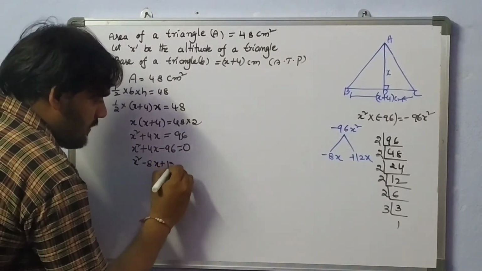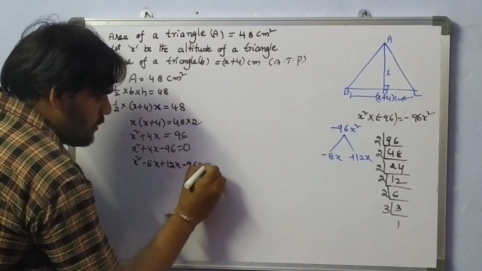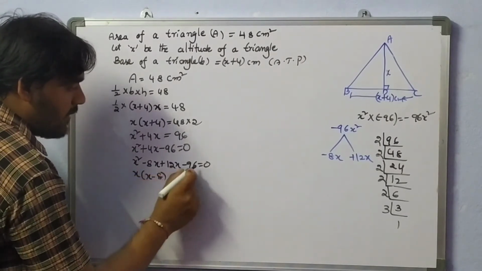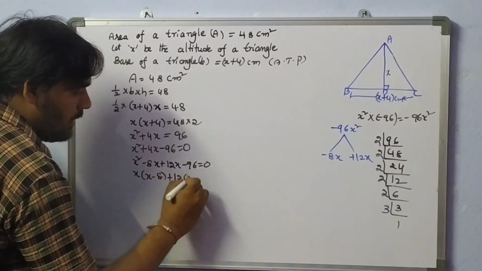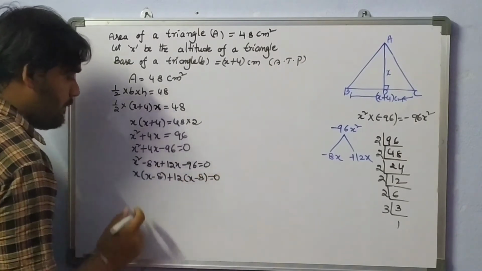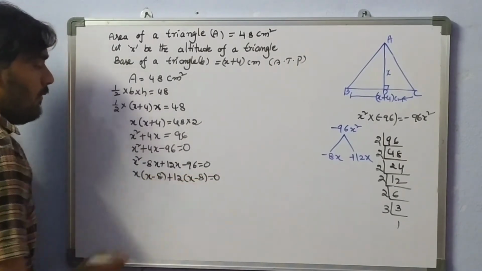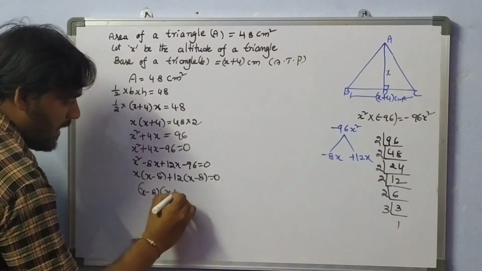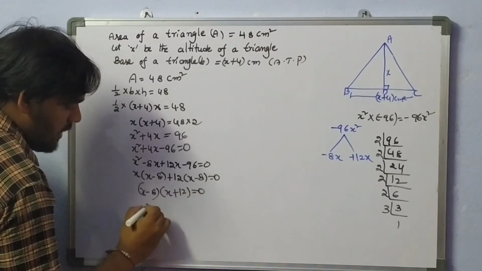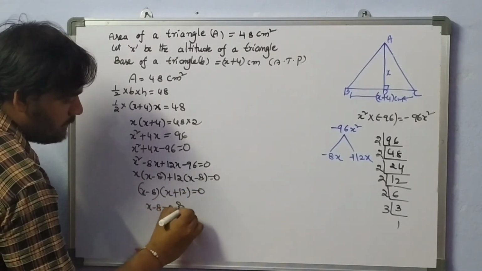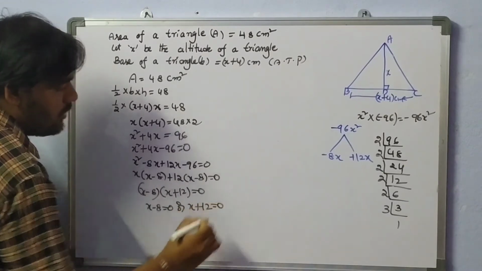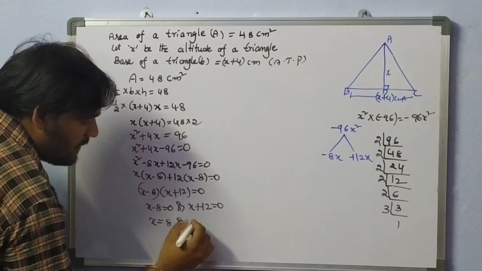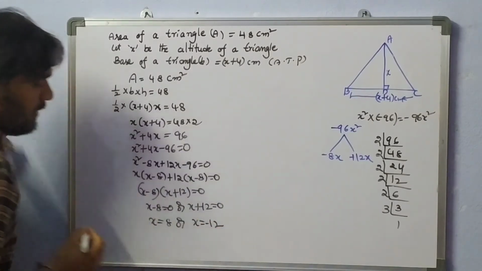Minus 8x plus 12x minus 96 is equal to 0. From these two, if I take x common, x minus 8. From these two, if I take plus 12 common, x minus 8 is equal to 0. Now from these two things, what can I take common? I can take x minus 8 common. So x minus 8 into x plus 12 is equal to 0. So x minus 8 is equal to 0 or x plus 12 is equal to 0. Now you get x is equal to 8 or x is equal to minus 12.